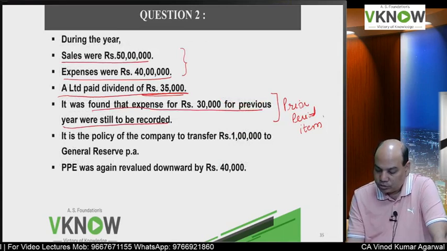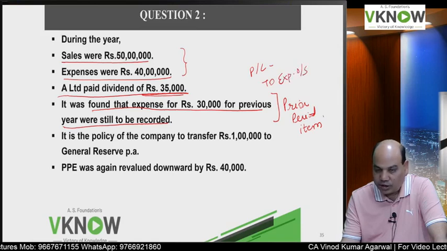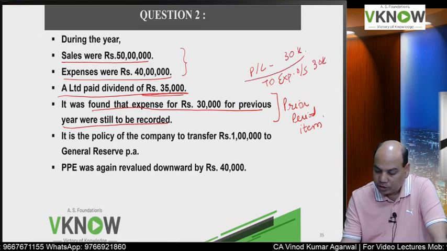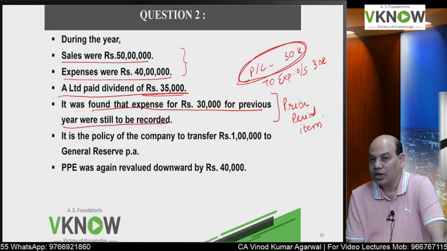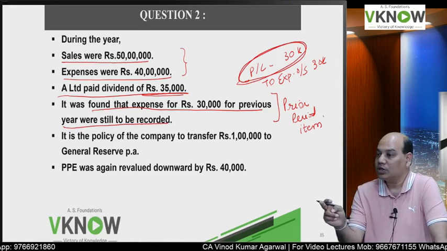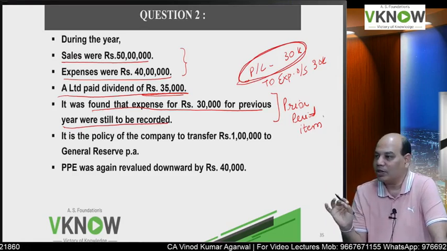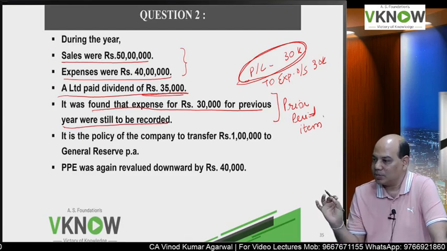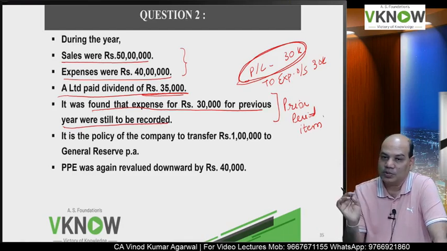So we will have to pass an entry, profit and loss to outstanding expense 30,000, and this profit and loss will be opening profit and loss, which we are going to reduce rather than showing in the current year profit and loss. If you are an accounting standard student, it will appear in the current year profit and loss as a separate line item, prior period expense. But now you have to adjust the opening balance of the P&L account.